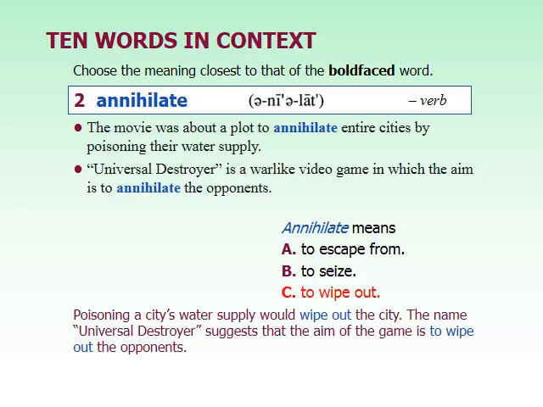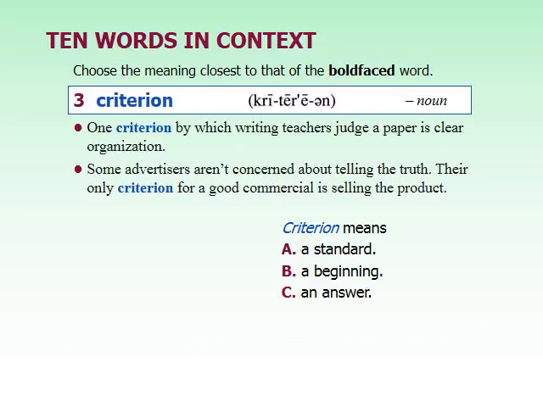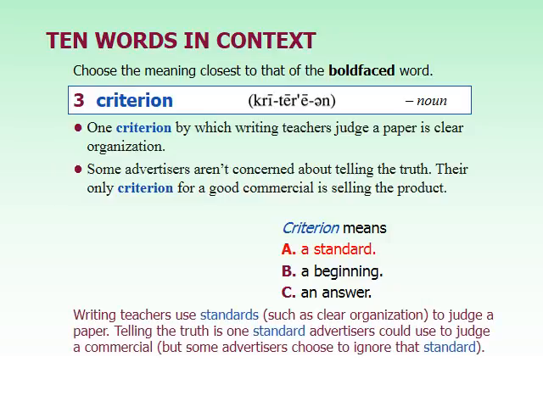So this is annihilate. Our next one is criterion, and criterion is a noun. One criterion by which writing teachers judge a paper is clear organization. Some advertisers aren't concerned about telling the truth. Their only criterion for a good commercial is selling the product. So a criterion here means a standard. It's number 6 on page 85, a standard by which something is or can be judged. So this is the important thing about the criterion. We can say a standard.